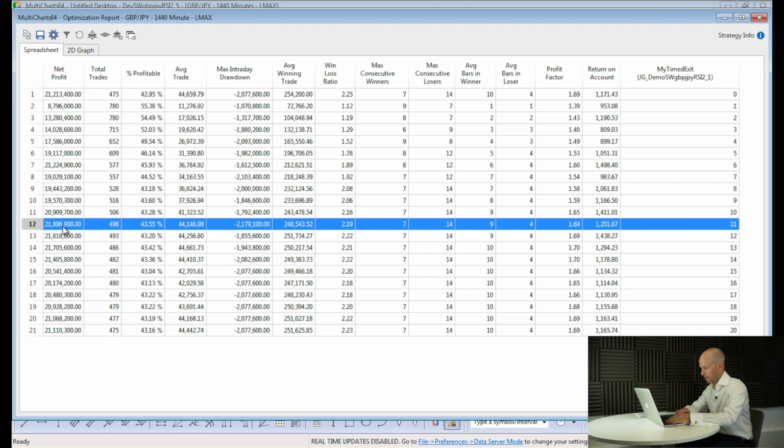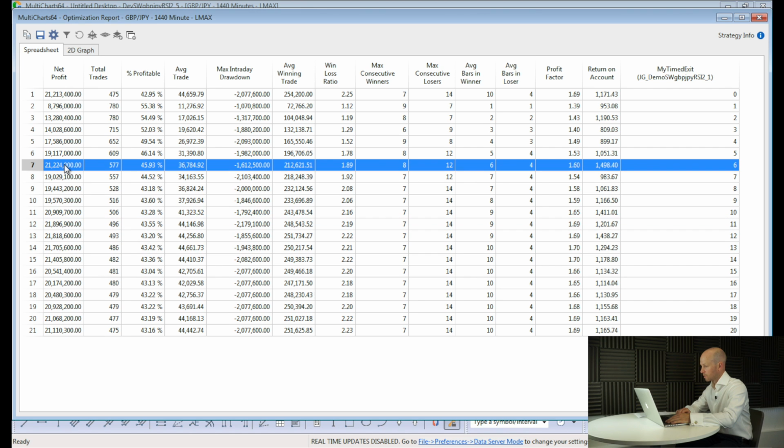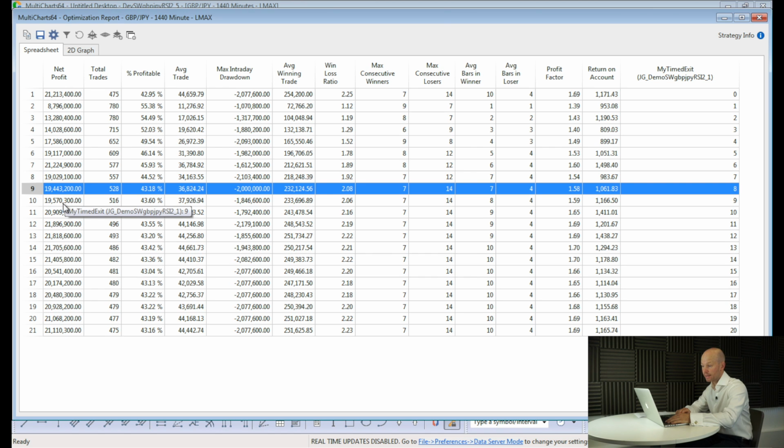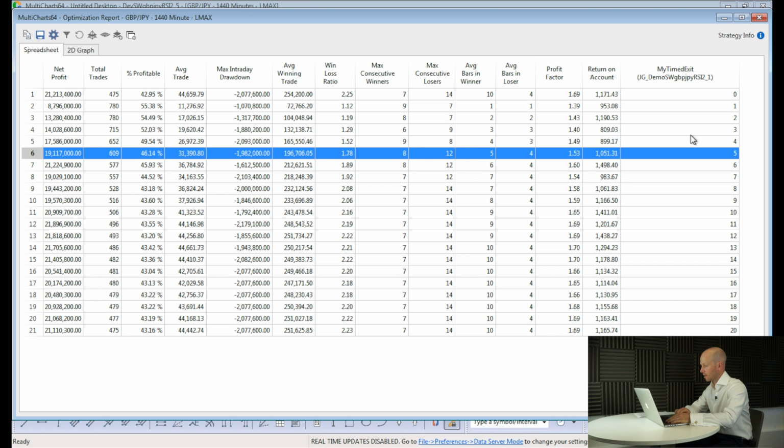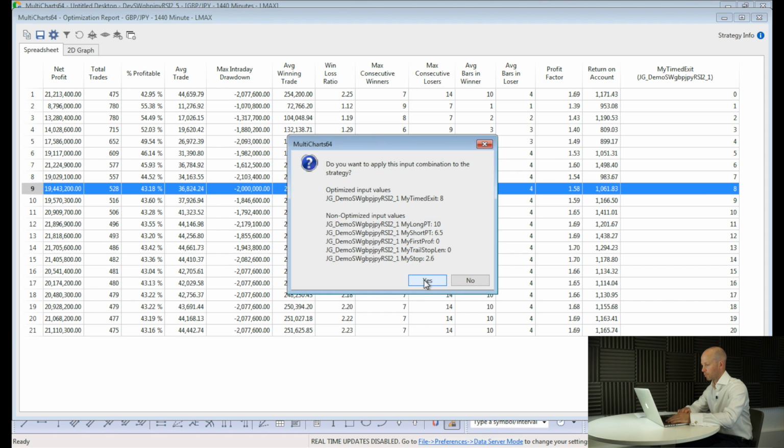The best being, is that the best, 11 days? Yeah, it looks like the best is actually an 11-day hold. 6 days works quite well. Scott suggested 8, which I guess is somewhere in the middle, so that does work. But essentially, if you want to use a timed exit, I would suggest anything from 5 days, because that's 19 million and above. So let's select the 8 days and have a look at the performance report.